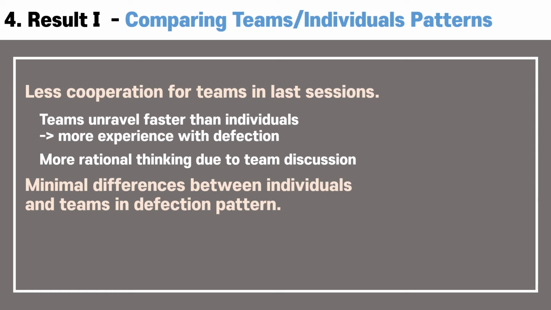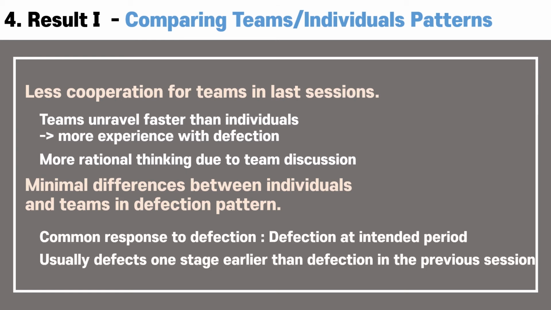Although teams defect earlier than individuals, when we compare defection patterns within teams and within individuals separately, there are some similarities shown. For both teams and individuals, when they get defected, the common response is to defect in the intended period and to not change any plans. Usually, if the opponent cooperates, the common response is to change plans of intended defection and maintain cooperation longer. However, if one starts to defect, individuals and teams both respond by defecting as they plan to.